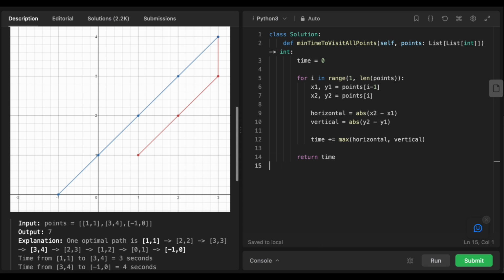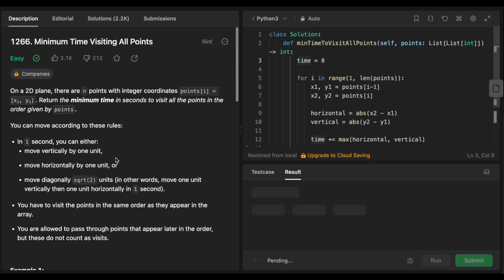And this runs in O of n time. It does run linearly, and O of 1 space because we're really only using constant variables. Let's submit.